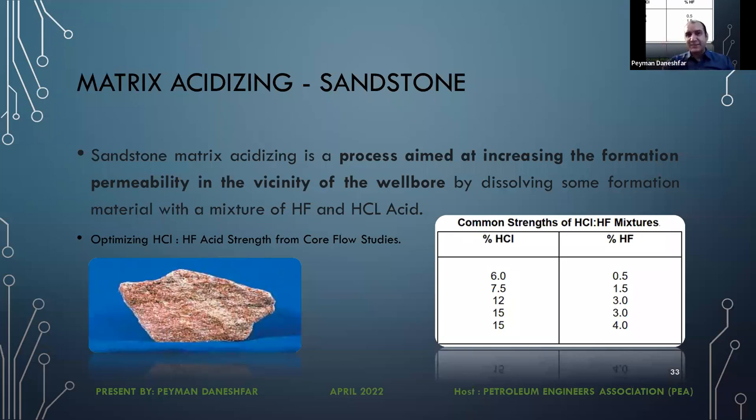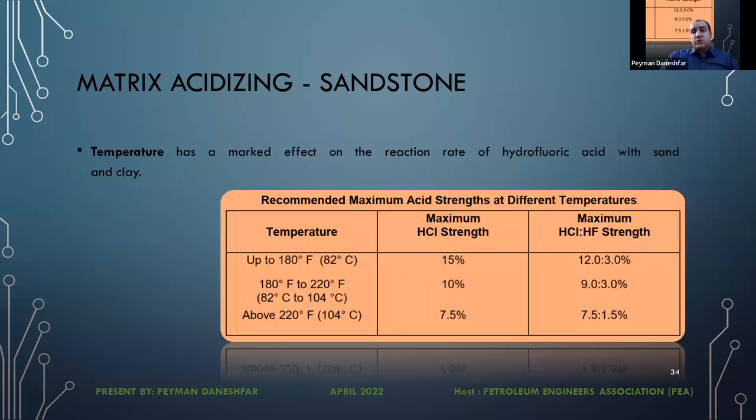Another part, the mixture of HF and HCl acid. You can see the temperature effect on the reaction rate of hydrofluoric acid with sand. When our temperature goes up, we use a lower percent of HCl acid, because, if you remember before, the HCl reaction with the formation will be so fast whenever our temperature goes up. We should decrease the percent of HCl acid. So one parameter that we want to optimize in the mixture of HF and HCl acid is temperature.